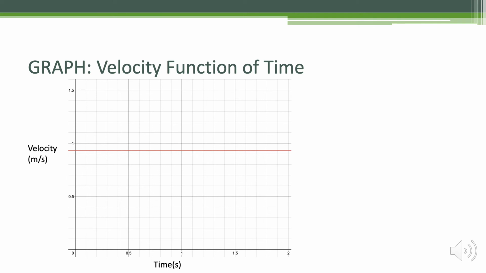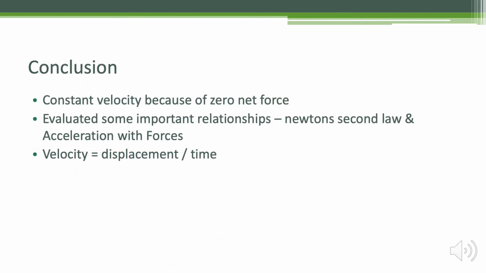Here we have a graph of velocity over time, and this just shows that velocity is constant over time due to the horizontal straight line.